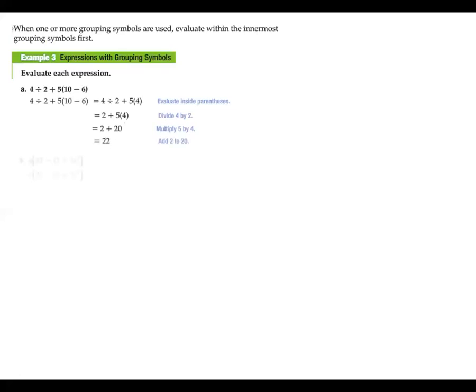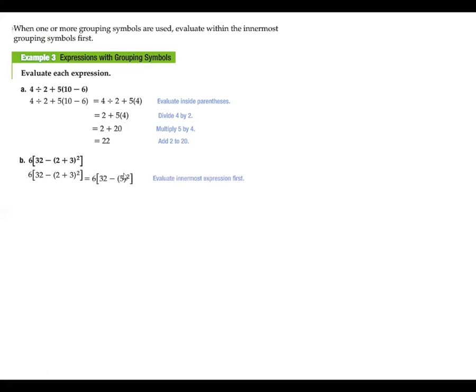Okay, how about this one? That looks like a big mess. Well, those are brackets. So you go inside the brackets, you have 32 minus the quantity 2 plus 3 squared. Well, inside the brackets, you have parentheses. So you have grouping symbols inside the grouping symbols, so just start in there. The 2 plus 3 you would have to do first, which is 5. So replace the 2 plus 3 with a 5.